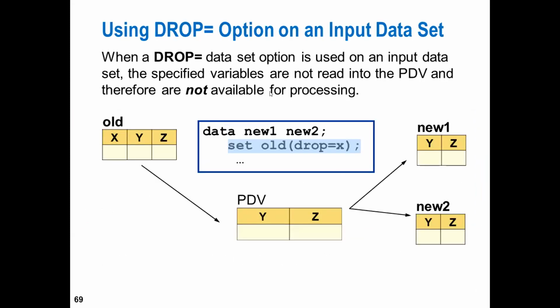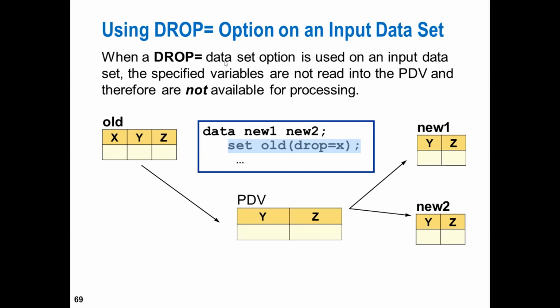Now understand this concept. Where you are writing drop equal to X, you are writing it in your input data set as a data set option. So originally your data has X, Y, Z, but when you have used the drop equal to data set option in a set statement on an input data set, you're selecting the variables. So your PDV will be created only for those variables which you are keeping, indirectly. Drop equal to will not select that variable itself in the PDV to be created. So your output data set will ultimately have Y, Z only.